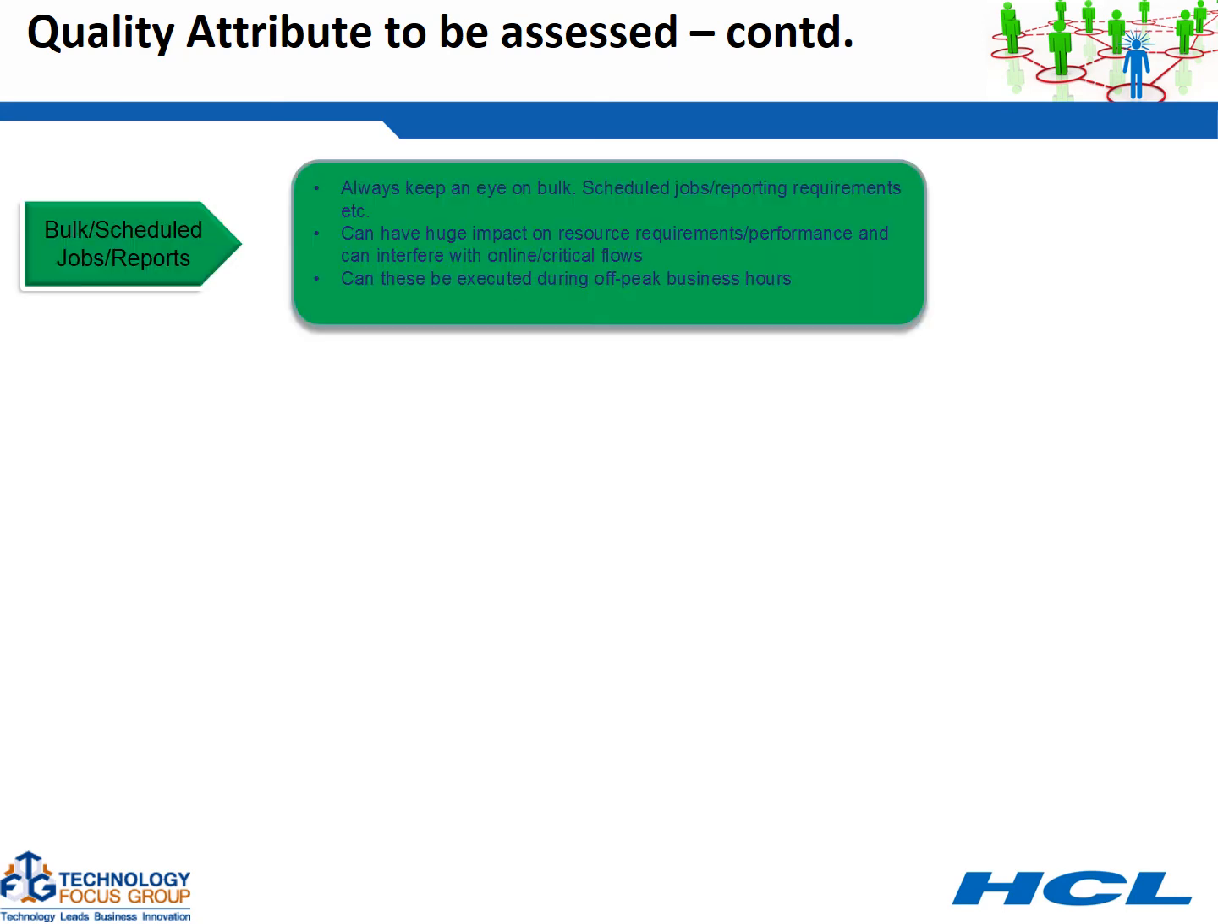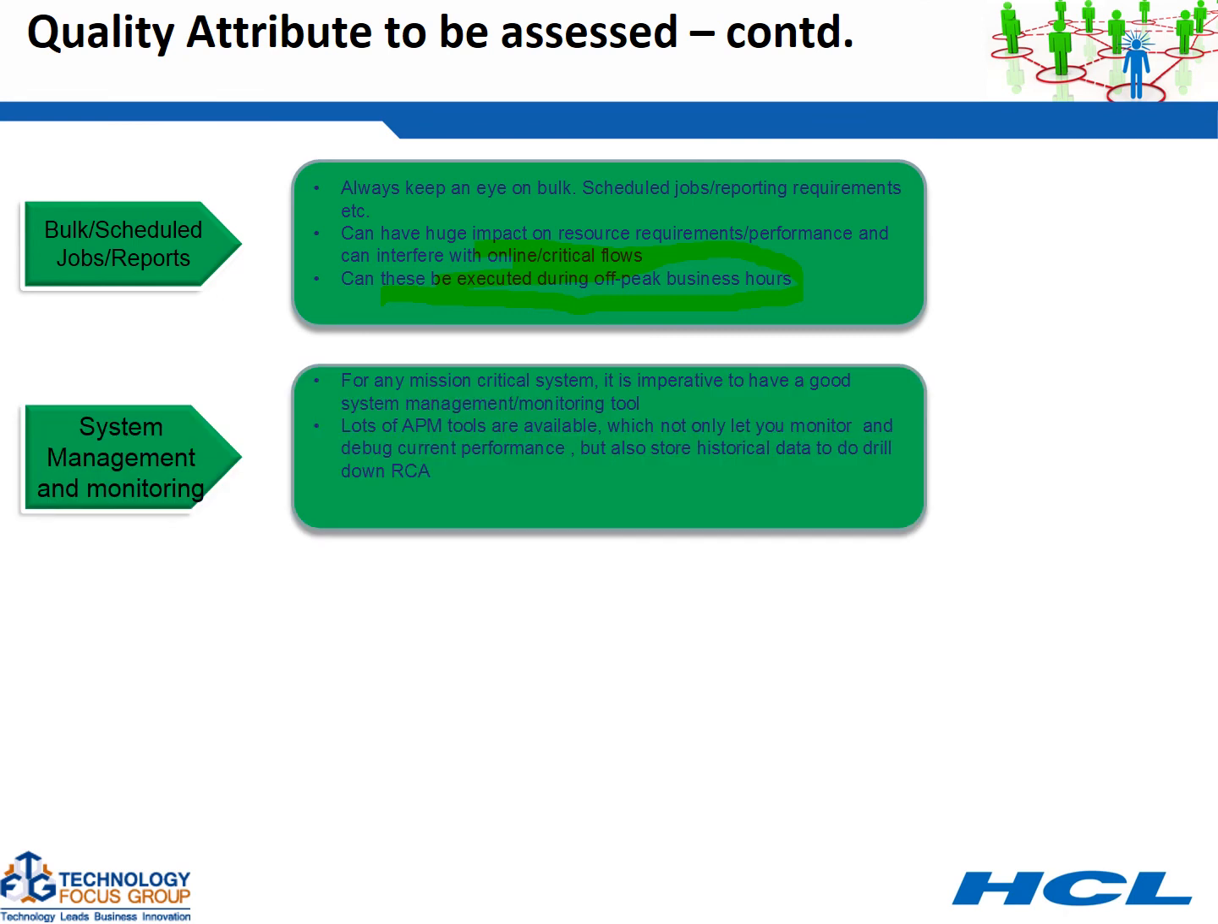And then always keep an eye on this: most systems will have some kind of bulk or scheduled jobs or reporting requirements. These can have performance implications, because when your scheduled jobs or some kind of data pulling for reports happens, it can impact the online flows of your applications, and it can have a huge impact on resource requirements and performance for online or critical flows. See if those can be executed during off-peak business hours, so that they don't clash with your online flows. So that is another point you should be looking into.